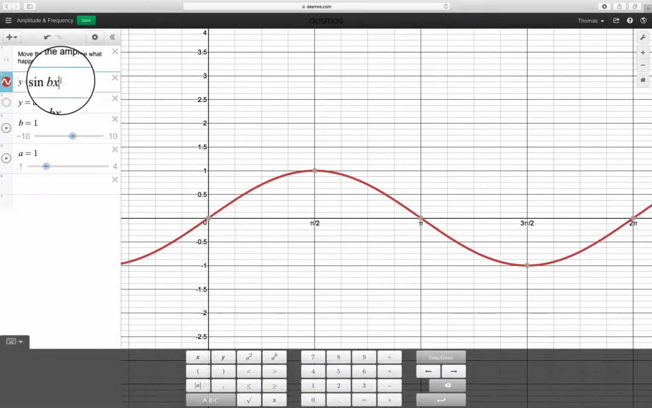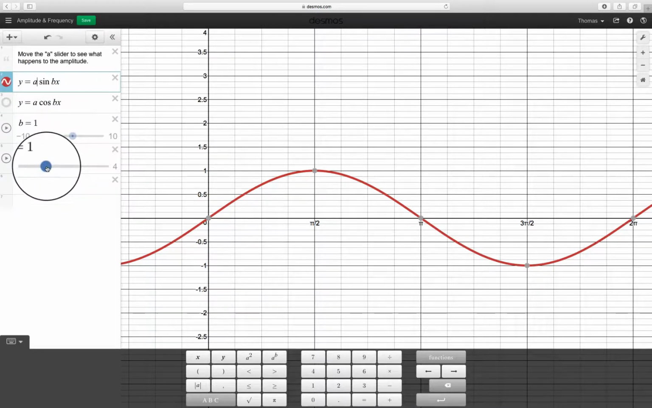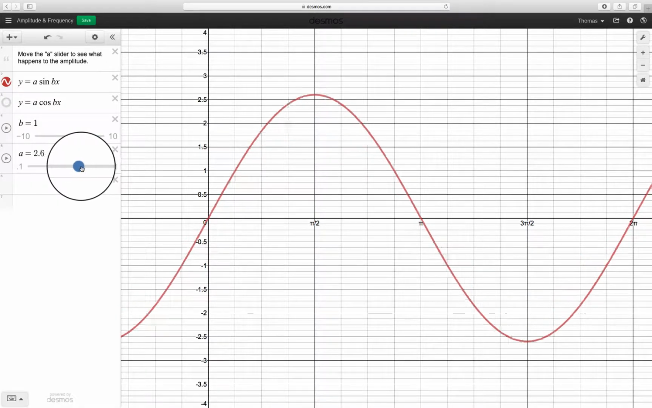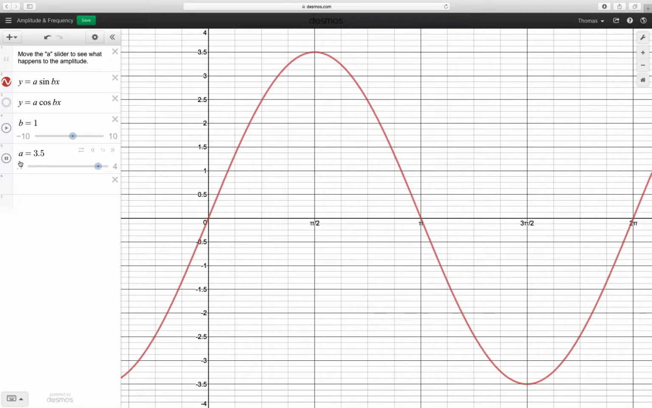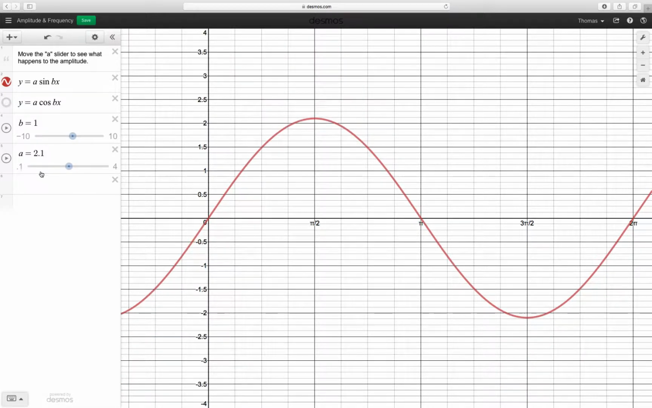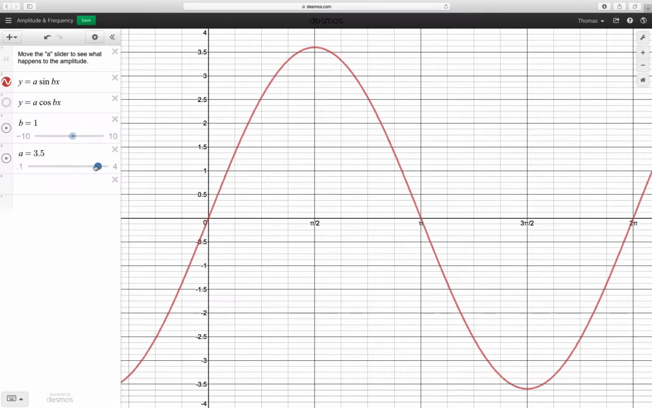And if we take a look here, the number in front of sine, that is our amplitude. And if we change it, so if we move it, we start to see something happening to the graph. Basically, as our a value increases, the height of the graph increases. So the max and the min changes.